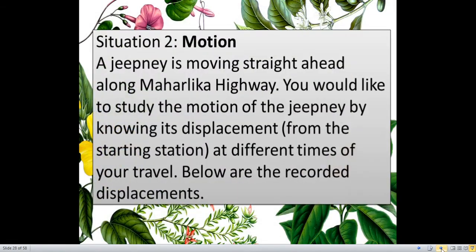Okay, next, situation 2 is about motion. A jeepney is moving straight ahead along Maharlika Highway. You would like to study the motion of the jeepney by knowing its displacement from the starting station at different times of your travel. So we have here the recorded displacements.